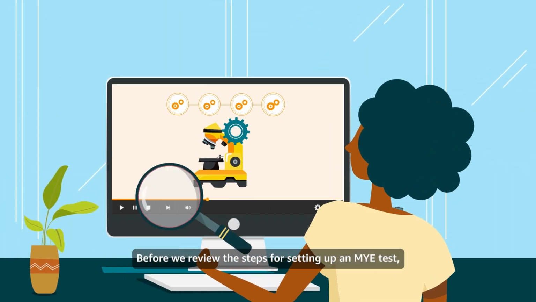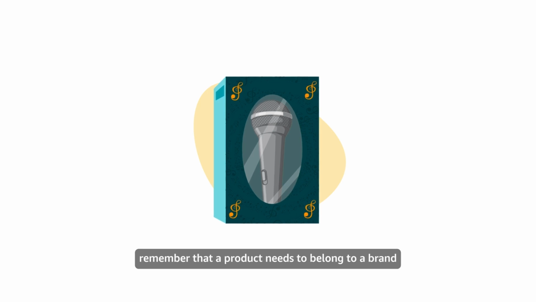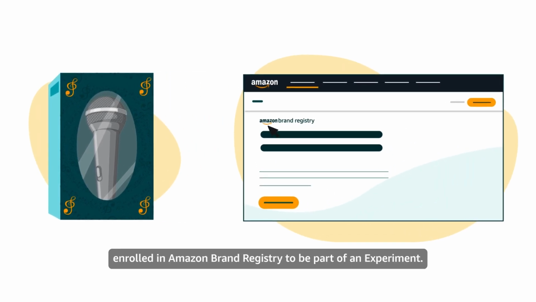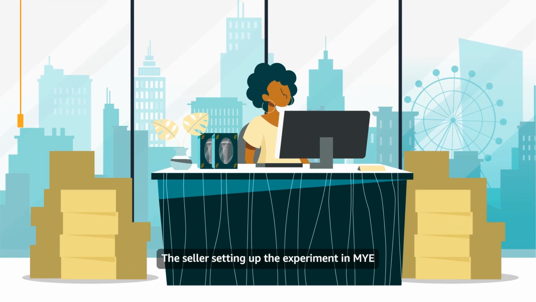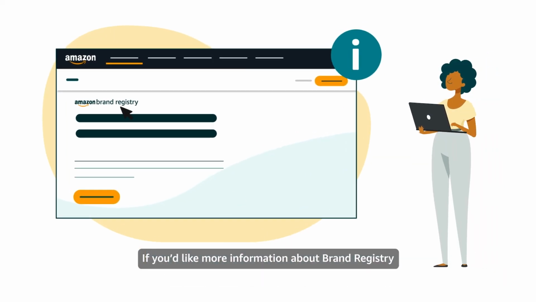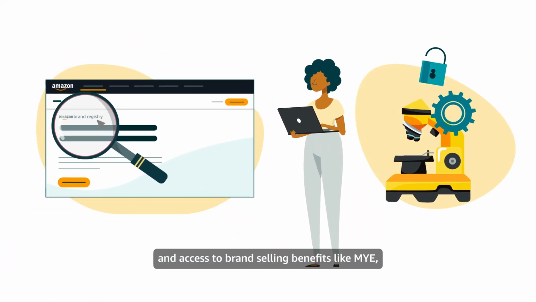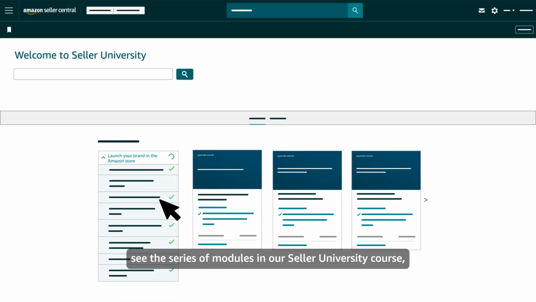Before we review the steps for setting up an MYE test, remember that a product needs to belong to a brand enrolled in the Amazon Brand Registry to be part of an experiment. The seller setting up the experiment in MYE also needs to be internal to the brand. If you'd like more information on Brand Registry and access to brand selling benefits like MYE, see the series of modules in our Seller University course, Launch Your Brand in the Amazon Store.